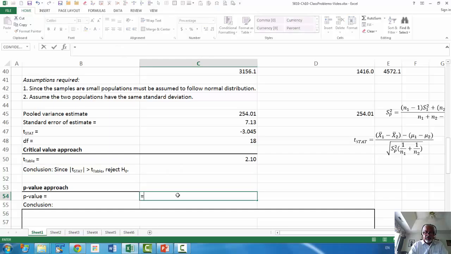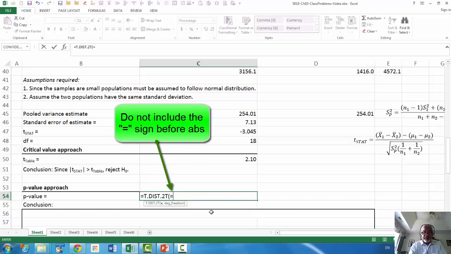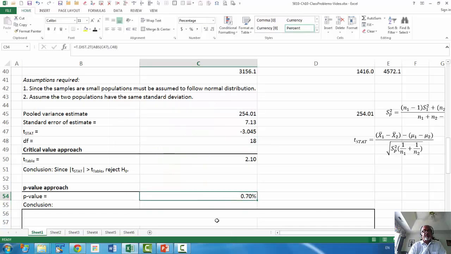The p-value is T.DIST.2T. Okay, so two tails. Here we have to provide a positive value for x, which means for a two-tailed test we always use the absolute value of the t statistic, and then the degrees of freedom. So that gives us 0.7%, which is less than 5%, so we will reject.